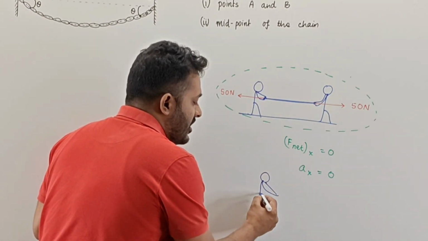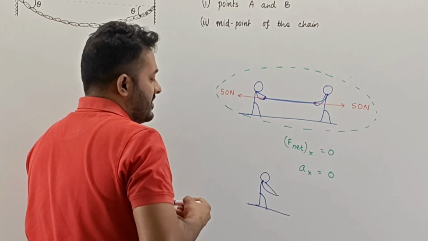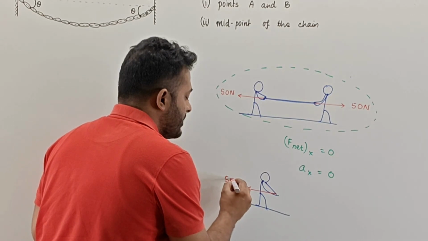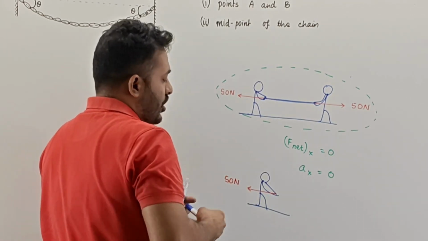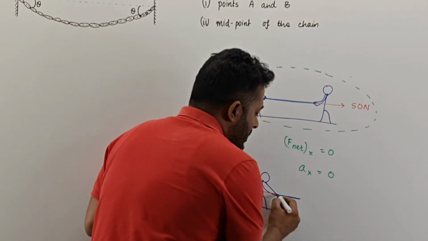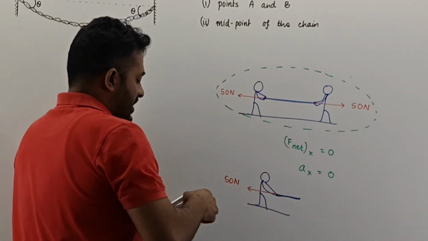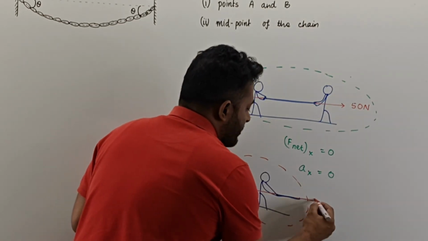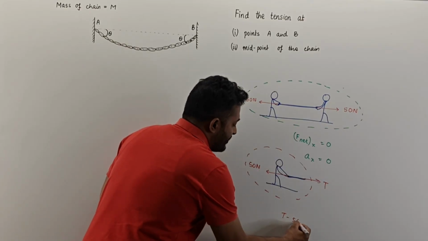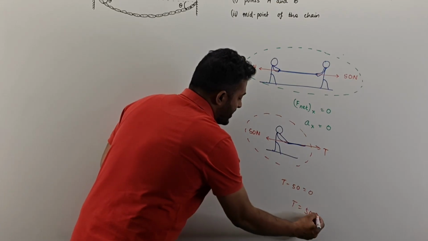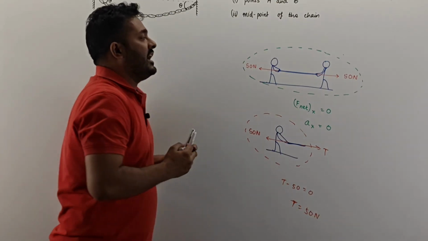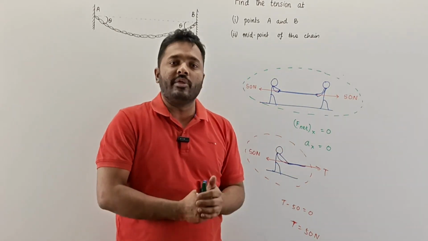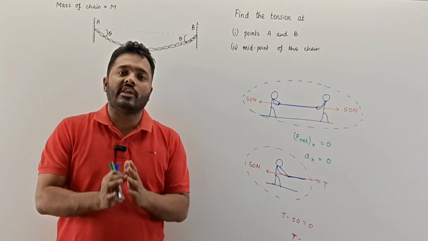So if acceleration in the x direction is 0, and if we draw the FBD of one of the boys, then we can say that there is a force of 50 Newton exerted in this direction, and there is a rope like this. For net force to be 0 in this FBD, the tension in the string, which is T, so T minus 50 must be 0. So tension in the string is 50 Newton. At any point in this rope, the tension must be 50 Newton for the system to be in equilibrium. Otherwise, the system will not stay in equilibrium.